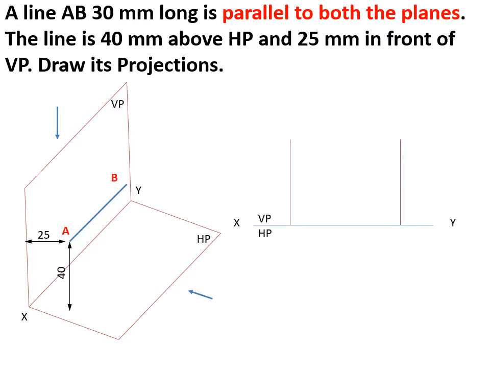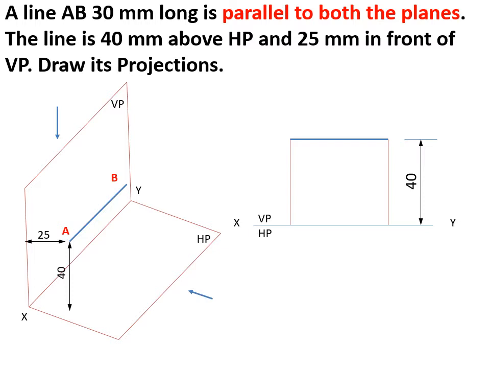When you see the front view, you can clearly see 40 mm above HP. So above XY, you can extend the projectors and draw the line at 40 mm. Then you can complete the line. What is the length of the line? You have the distance between the projectors, which you have to keep as 30 mm, nothing but the length of your line. After this, you can finish the front view.